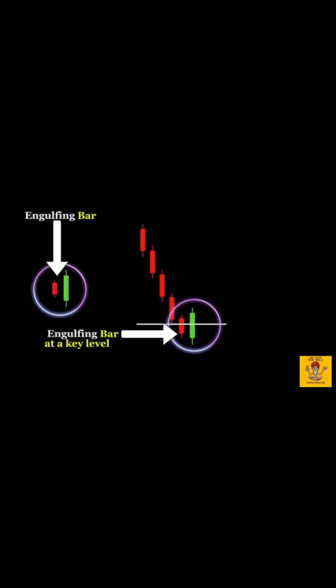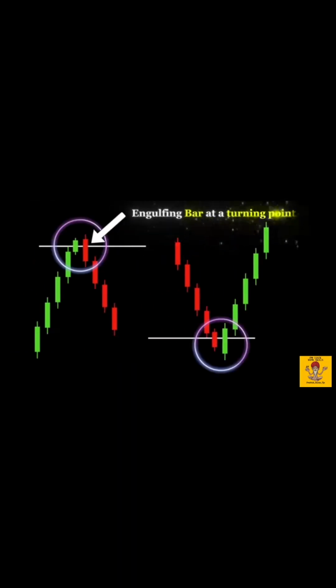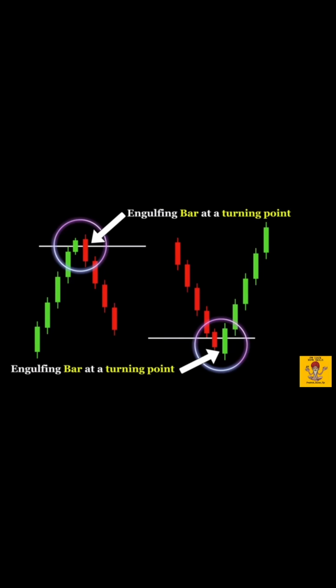The engulfing bar is one of the most aggressive reversal signals in price action, but it's also one of the most misused by retail traders. On its own, it's just one candle eating the previous one. But when it forms after a liquidity sweep or at a key zone, it becomes a clear signal of smart money stepping in. Engulfing bars show up at turning points, and when used correctly, they tell you that the previous move is done and the market is ready to reverse.